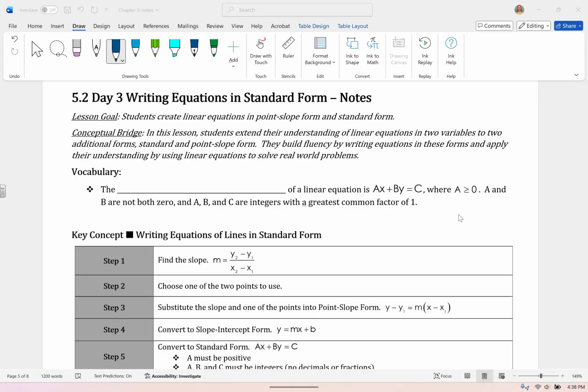Okay, so today we're doing 5.2. Yes, day 3. There is no day 4. The next thing we're going to do is going to be about scatter plots. So day 3 is the last lesson about using point slope formula.